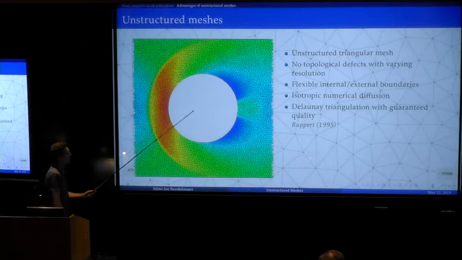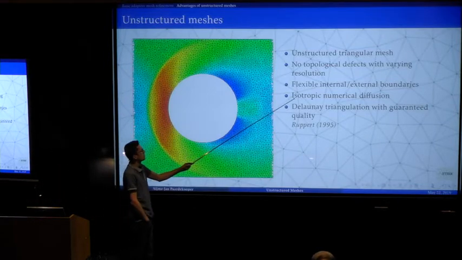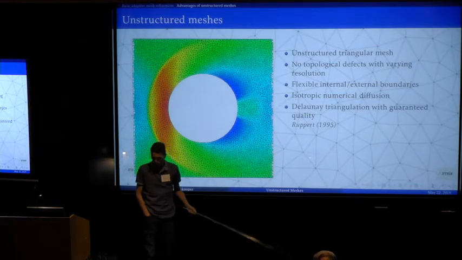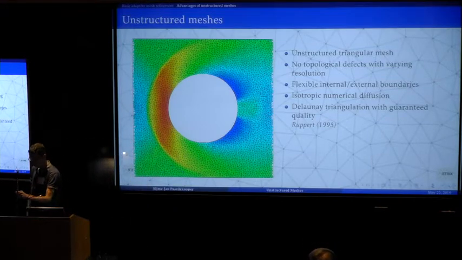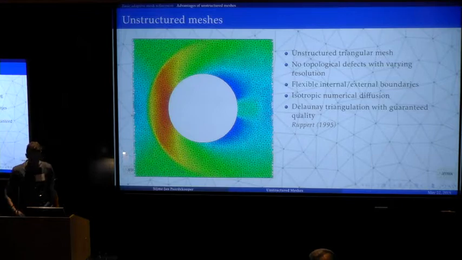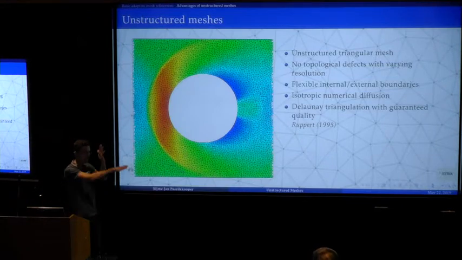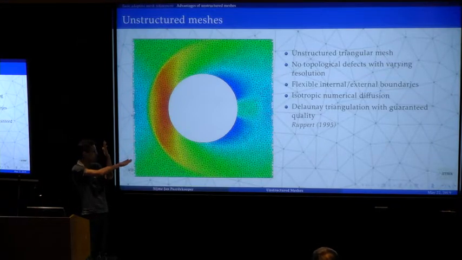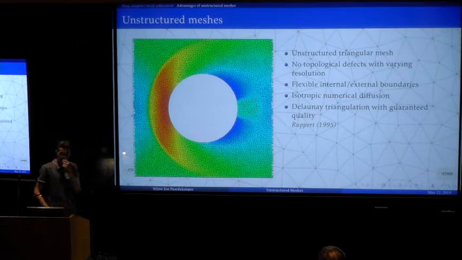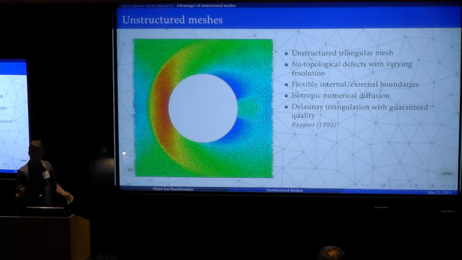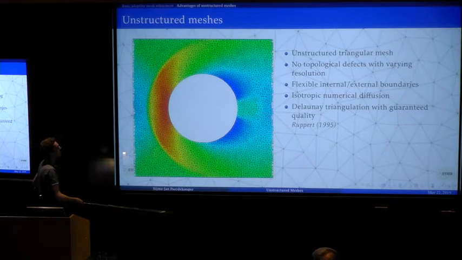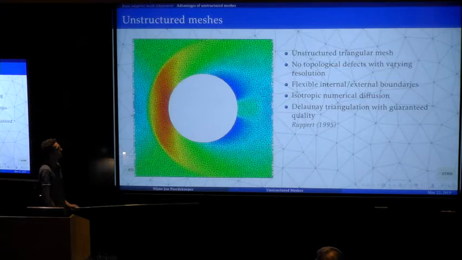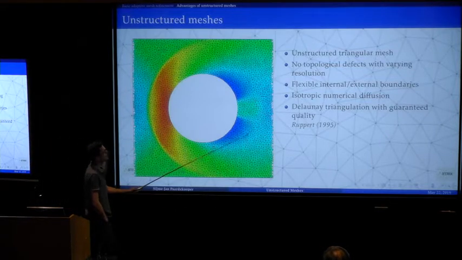One other advantage, I'll come back to this later as well, is that the numerical diffusion in such a mesh is much more isotropic. Because if you have a rectangular mesh, obviously you have 2 very special directions. If you do x, y, Cartesian, x and y are special. In an unstructured mesh, there's no such thing. There's no preferential direction.